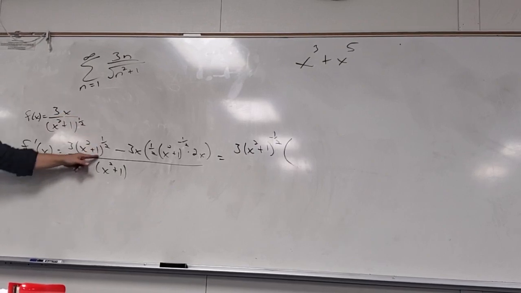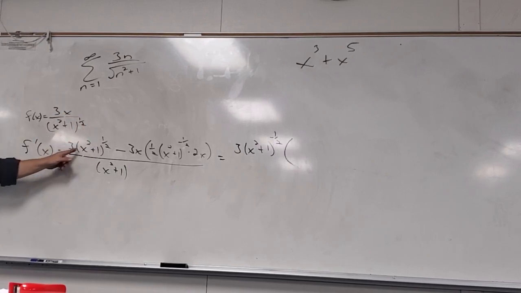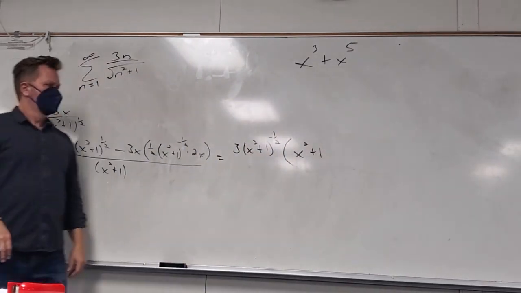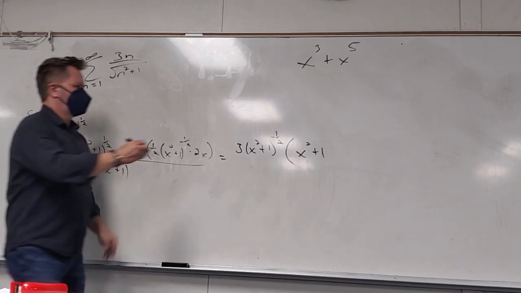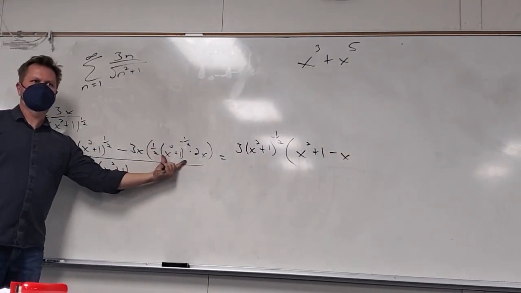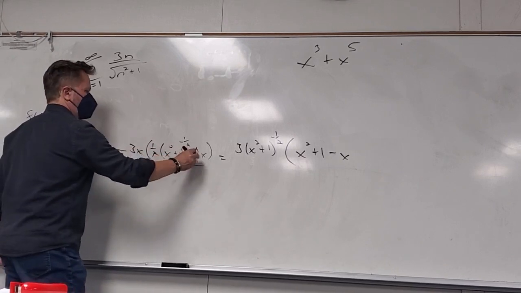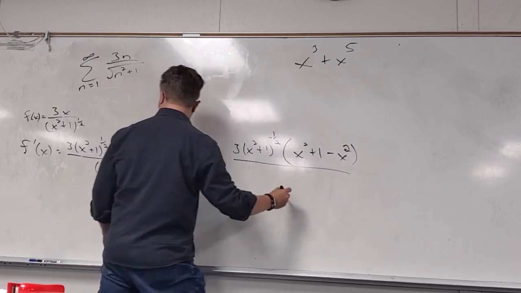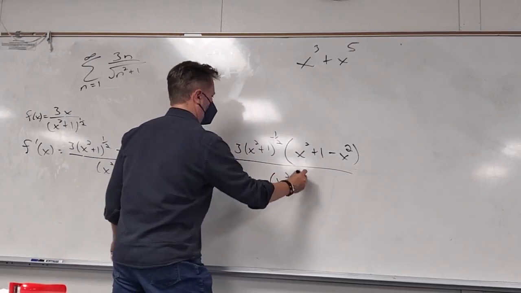Don't I get a full one of these? Yeah. So I lose the 3 and I get a full one of those. Minus x, and then I took this out, right? So then all I'm left with is another x, all over x squared plus 1.